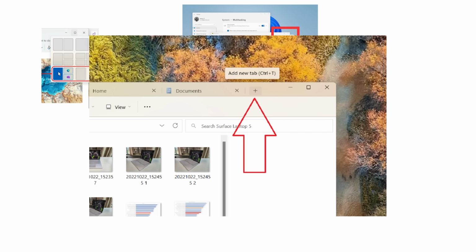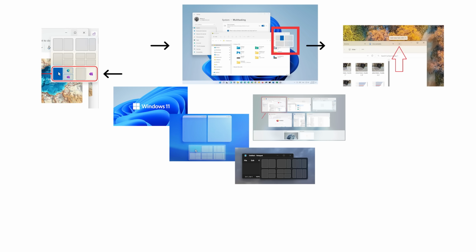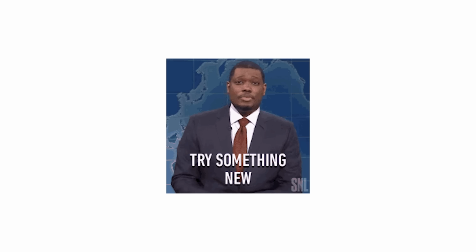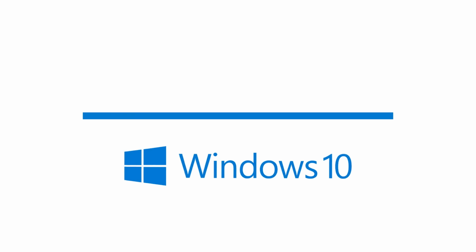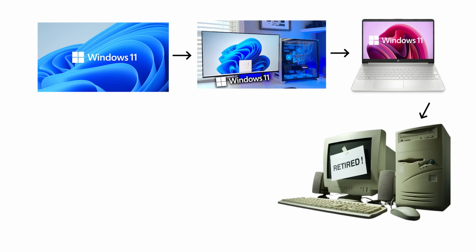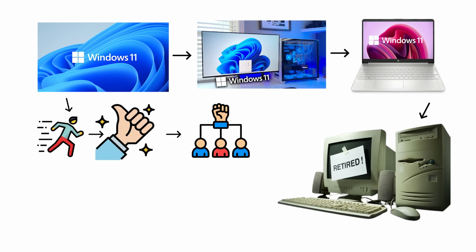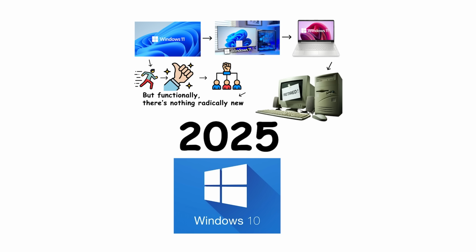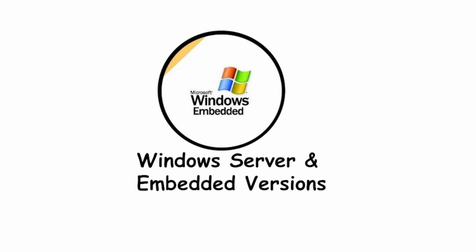It also added tabbed browsing inside File Explorer, finally catching up to something users had been asking for since the 2000s. Underneath, it was essentially Windows 10 in new clothes, with slightly stricter hardware requirements that left many older PCs behind. Windows 11 runs faster, looks better, and feels more cohesive, but functionally, there's nothing radically new. As of 2025, Windows 10 still holds the majority share of active PCs.